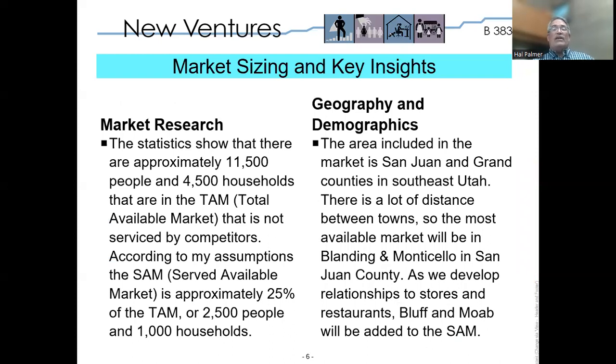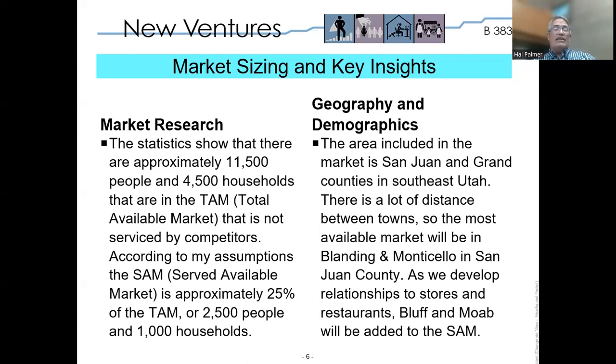As in any business, we need to understand the market that we will be servicing. A little research into the population and demographics give us a good idea of the market size. So the statistics that I found show that in the area that we're looking at, there's about 11,500 people. There's actually more than that, but I think that is in towns with grocery stores and restaurants.